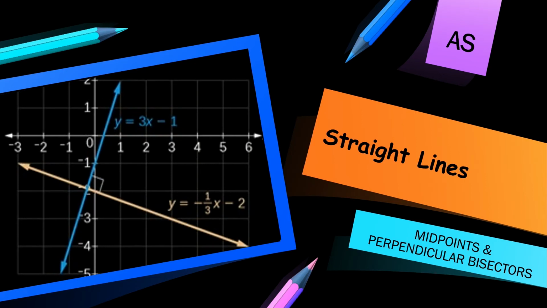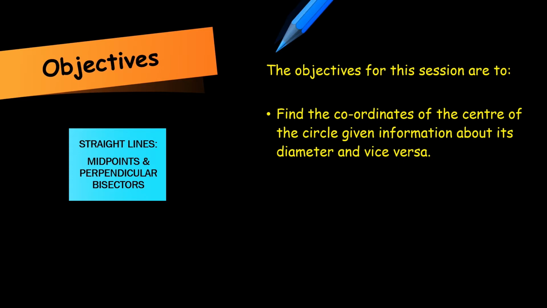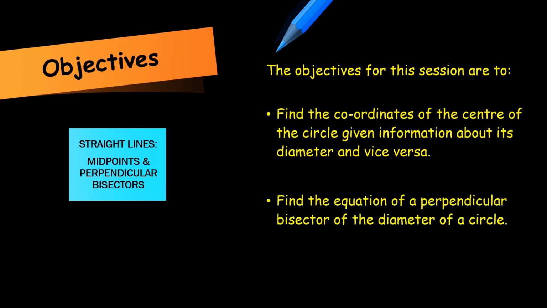Welcome to the unit on straight lines, midpoints and perpendicular bisectors. The objectives for this session are to find the coordinates of the centre of the circle, given information about its diameter and vice versa, and find the equation of a perpendicular bisector of the diameter of a circle.